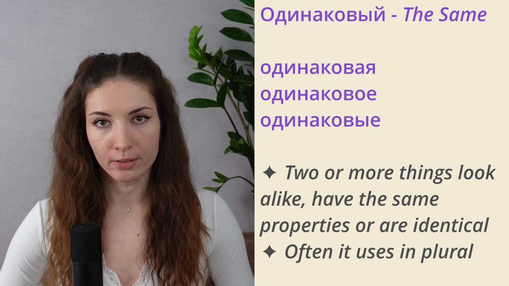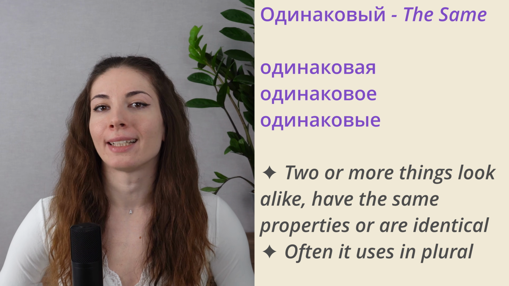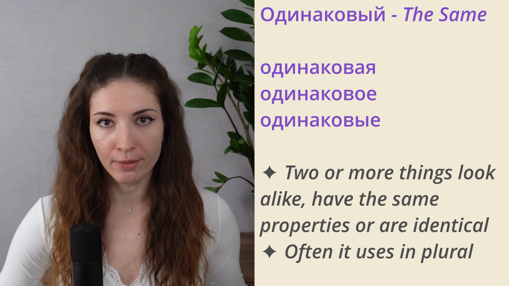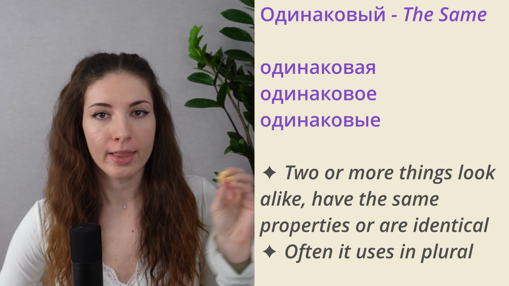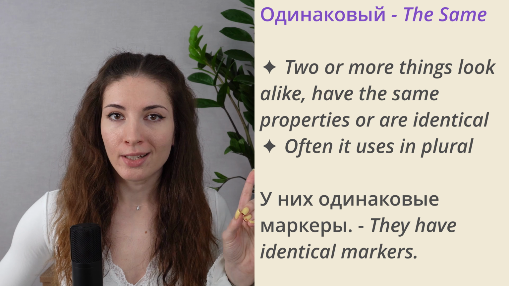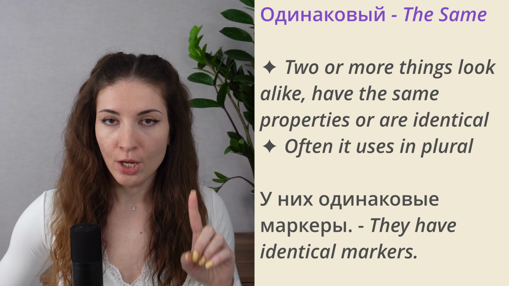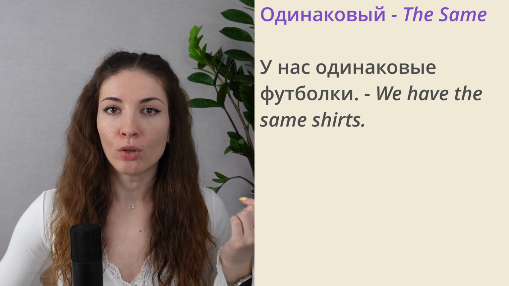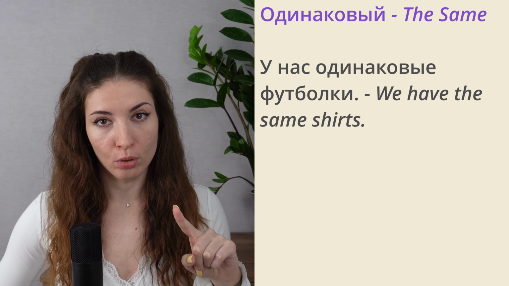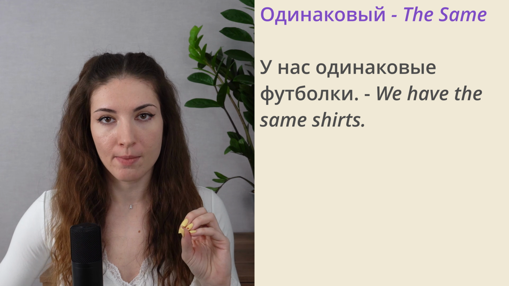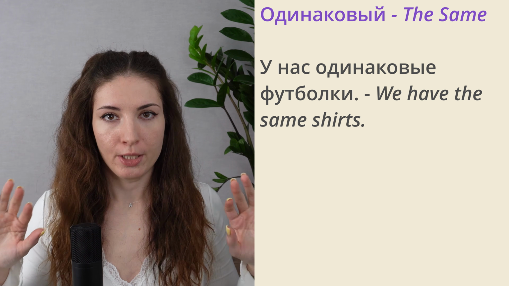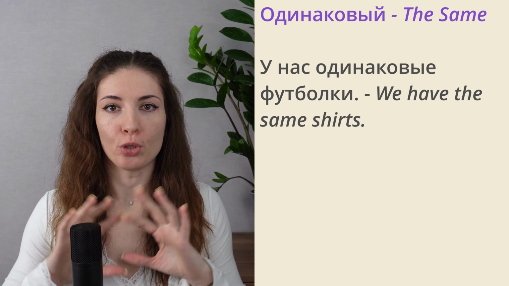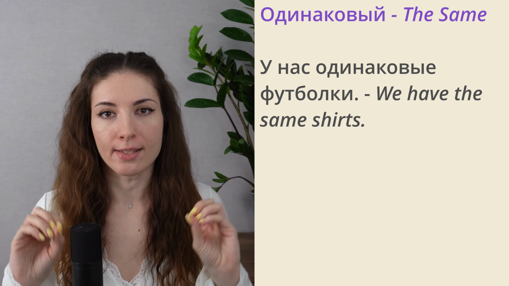They are identical. Again, this one, same as разный, we will usually use in plural because when you use одинаковый, you want to focus on two things at the same time. У них одинаковые маркеры. Or у нас одинаковые футболки. Again, they're exactly the same. So, these are two separate t-shirts that look exactly the same. This is not about one object. That's about two or more things that are exactly the same.